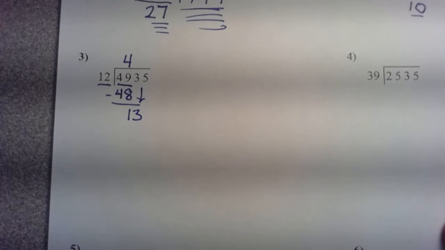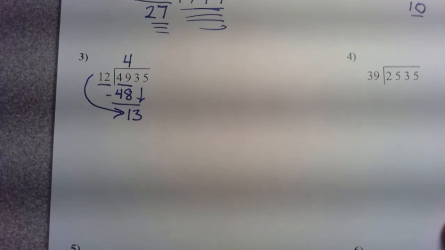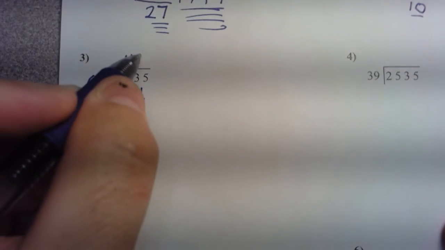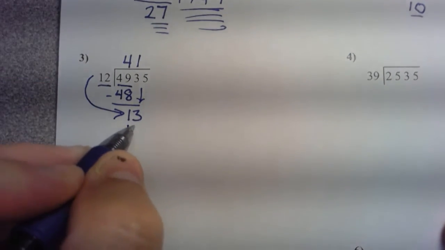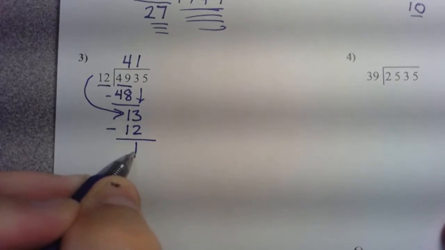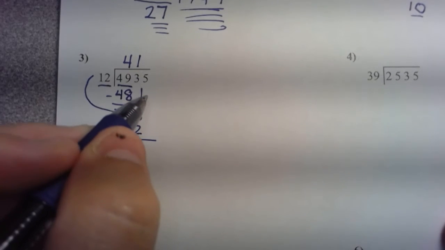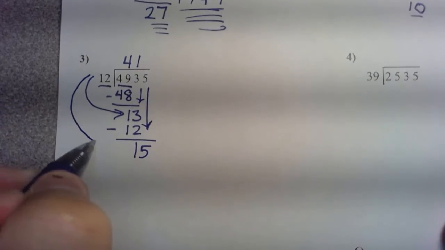So she just said 12 times 4 is 48. You subtract that, you get 1, and then you bring down your 3. Remember, we only bring one number down at a time. Now, how many times does 12 go inside of 13? Only one time. 1 times 12 equals 12. Okay, now what? 13 minus 12 equals 1. And then you bring the 5 down to make 15.